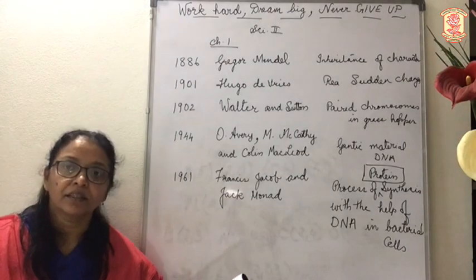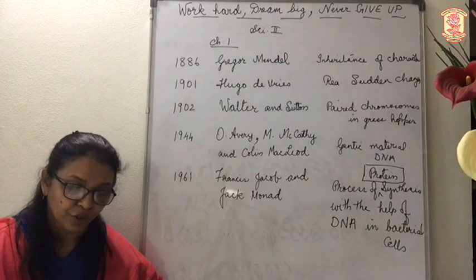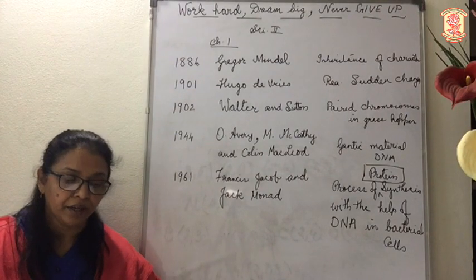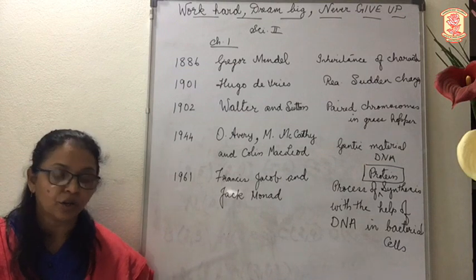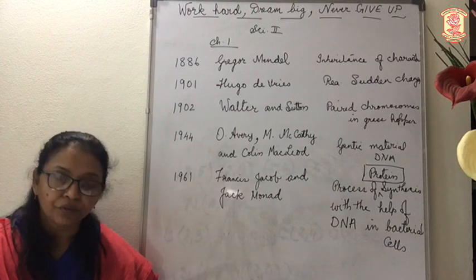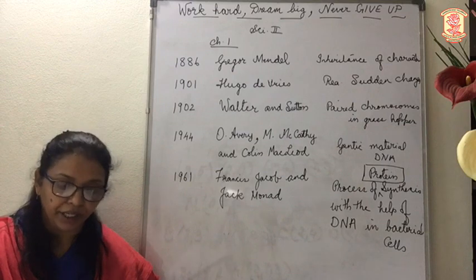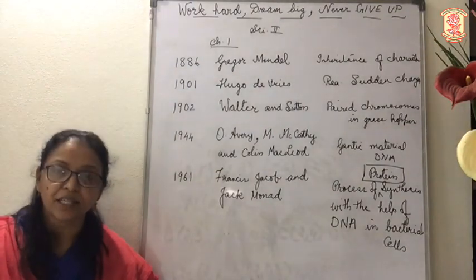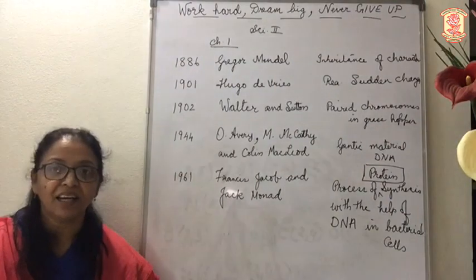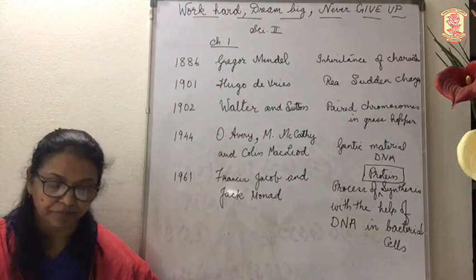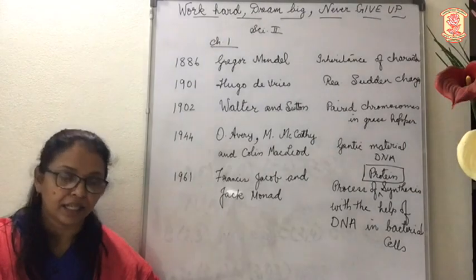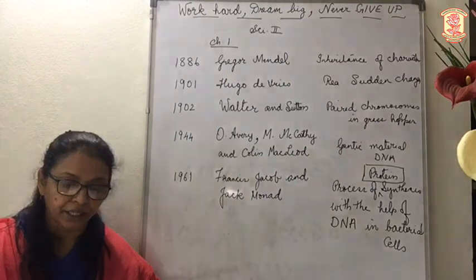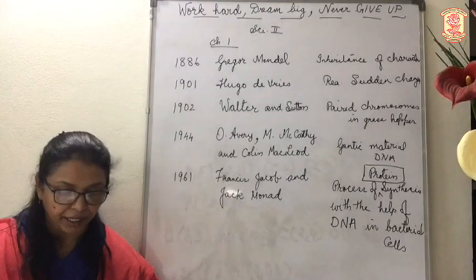Then after that, in 1944, many scientists like Oswald Avery, Maclyn McCarty and Colin MacLeod studied again about DNA, and they discovered that all living organisms have genetic material called DNA, except viruses. That was their study. All living organisms have genetic material in the form of DNA.